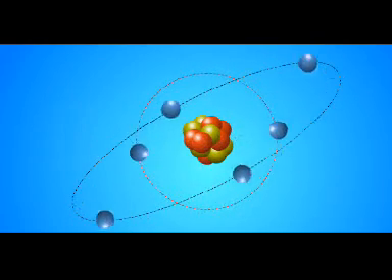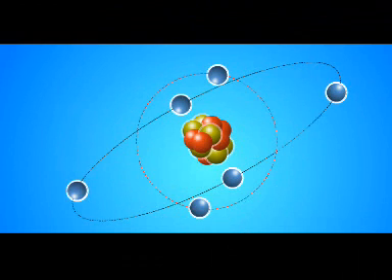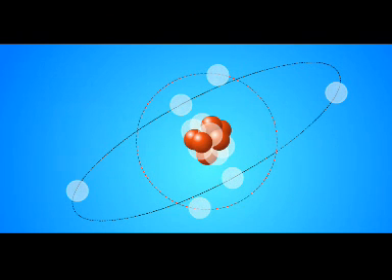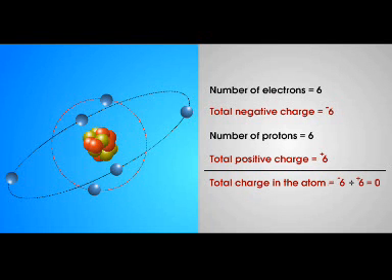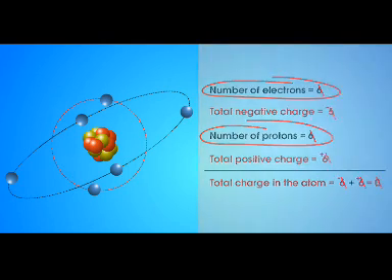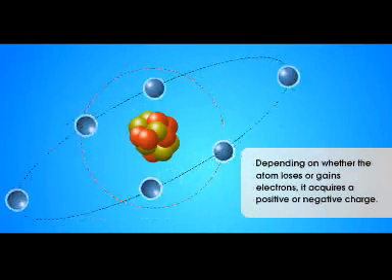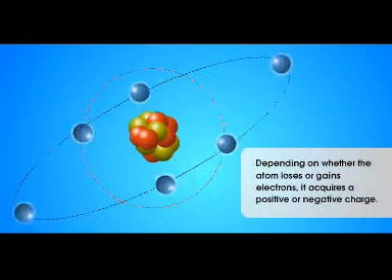This is because an atom in an object contains an equal number of electrons and protons. These electrons and protons cancel each other's charges, thereby making an atom neutral. But an atom can become charged if the number of electrons and protons is not equal. This can occur when electrons are removed or added to the atom, let's say by rubbing. Depending on whether the atom loses or gains electrons, it acquires a positive or a negative charge.